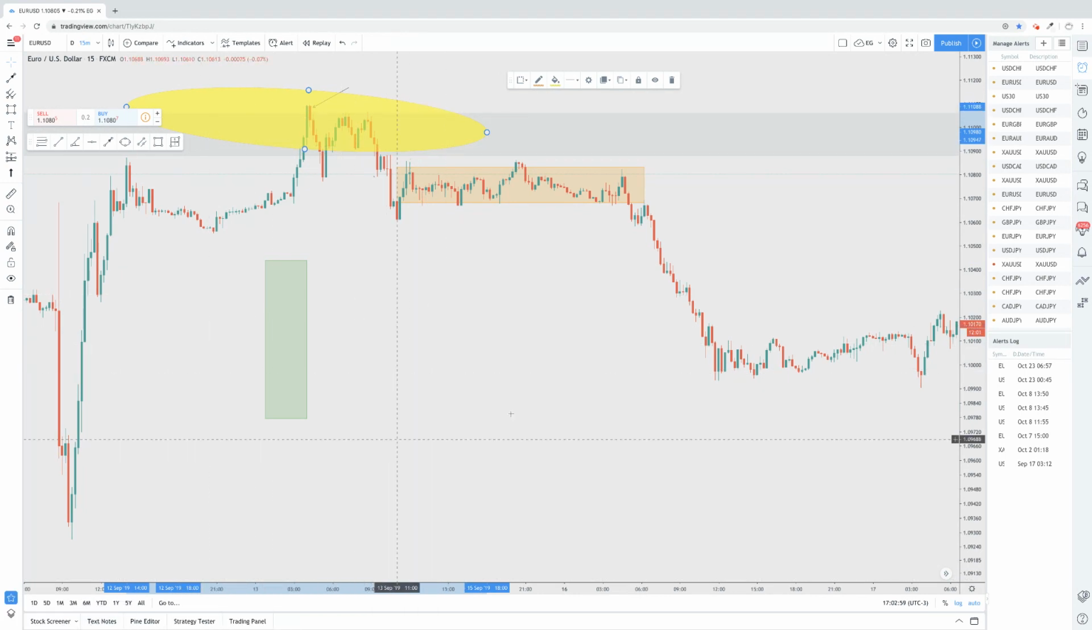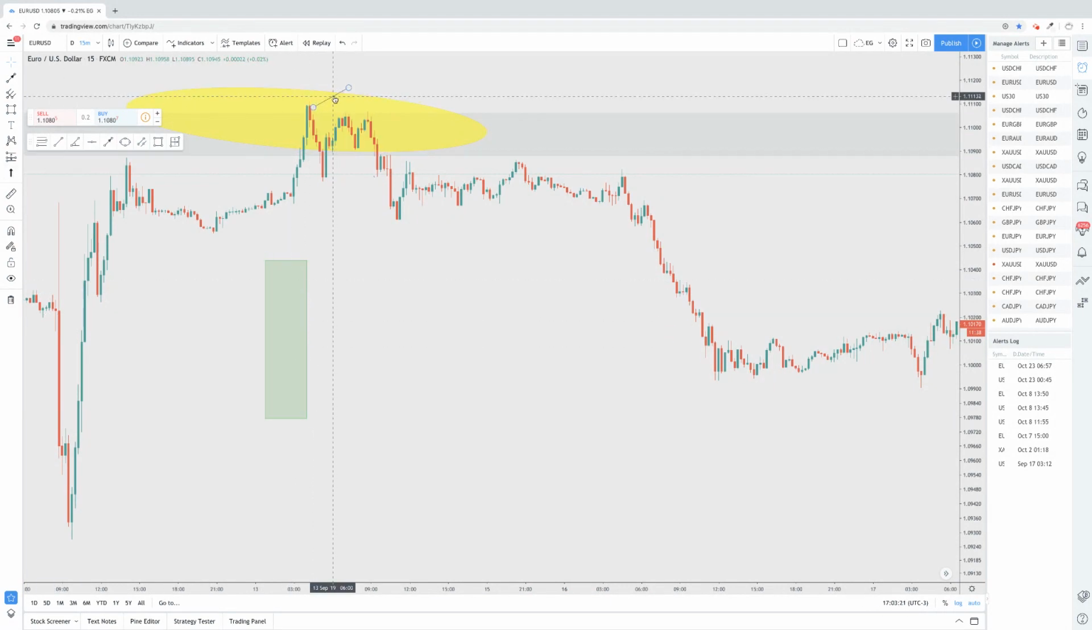Oh, I didn't mean to exit that out. So this is what we want to see. We want to have that nice long body, okay? And we're looking to enter as soon as I see this body forming, okay, so as soon as I see this body forming about, I would say, halfway through, all right, I'm going to enter.